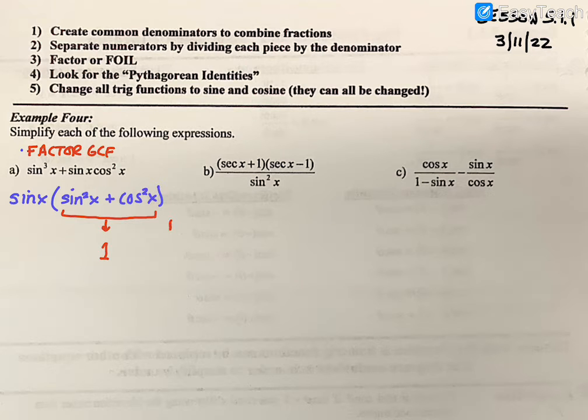And that's because it is a Pythagorean identity. So if I take the sine squared x plus cosine squared x, it's in parentheses, I replace it with 1, carry down my sine x out front, and my expression now becomes sine x times 1. And sine x times 1 is sine x. So there's your first basic example of simplifying a trigonometric expression.